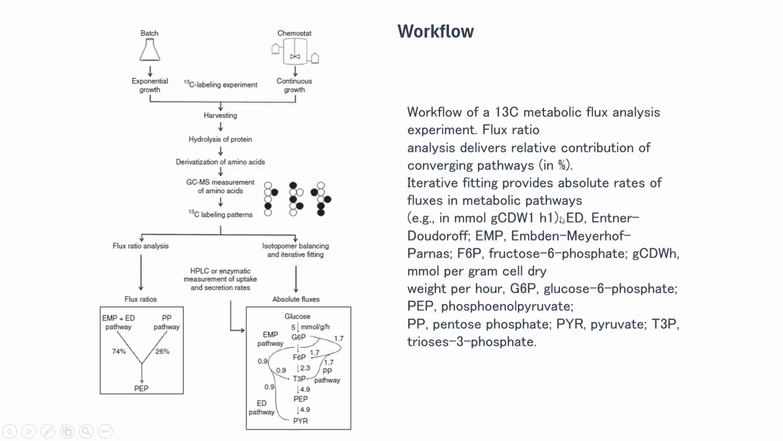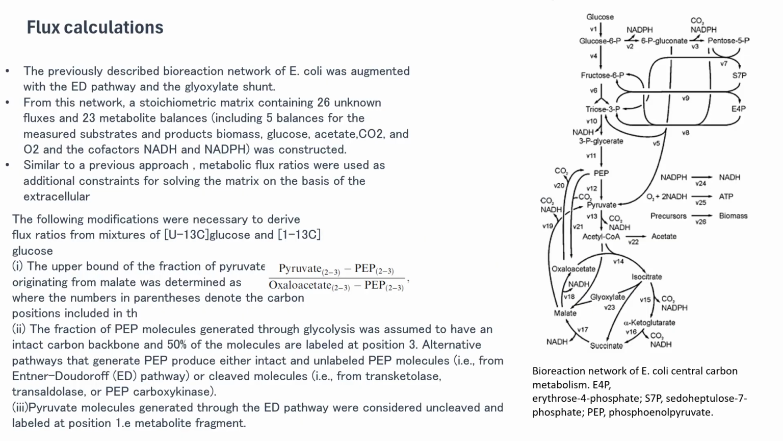For example, this is one unit, and this is a glucose pathway that is shown. This EMP is basically Embden-Meyerhof-Parnas pathway, and this PP is basically pentose phosphate pathway. So in a glucose, there can be, I'll show you in the next slide. So basically, how do you calculate your flux? Before going to that, I just want to show you the network.